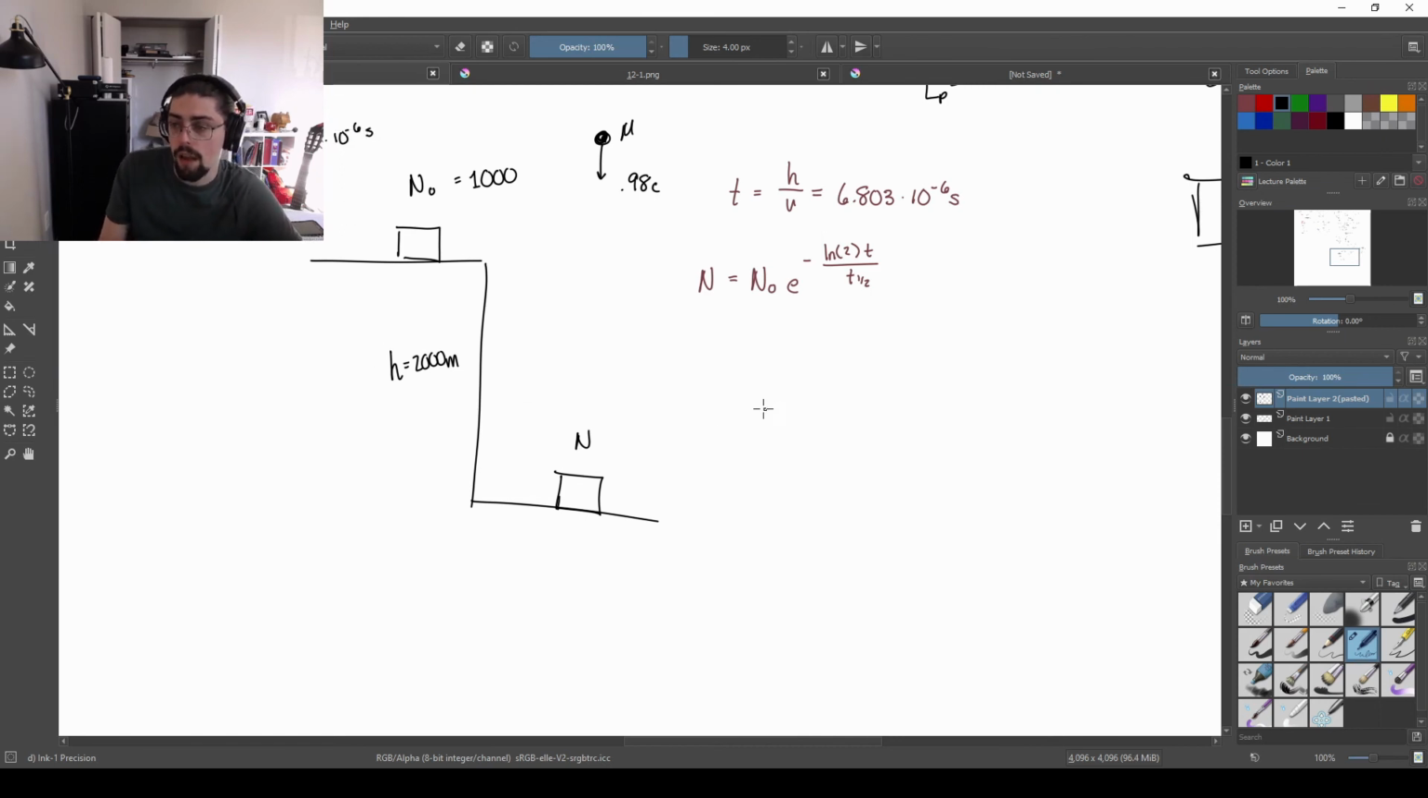Based off of this, I'm expecting the number to have halved about 4 times or so, right? Maybe a little bit more than that. So I would expect it to go down to 500 for the first, 250, 125, and then something like 60 or so muons is what we expect to find once we're at sea level.